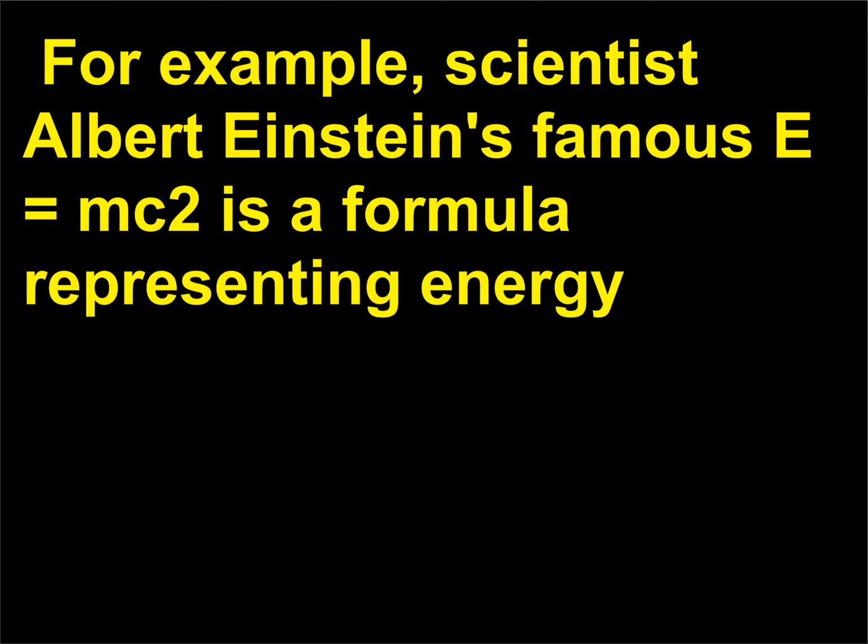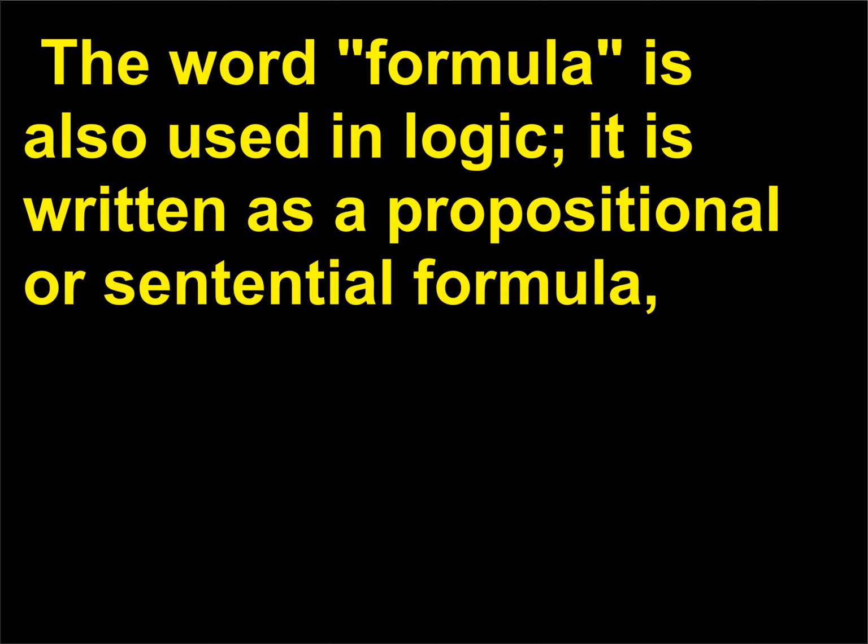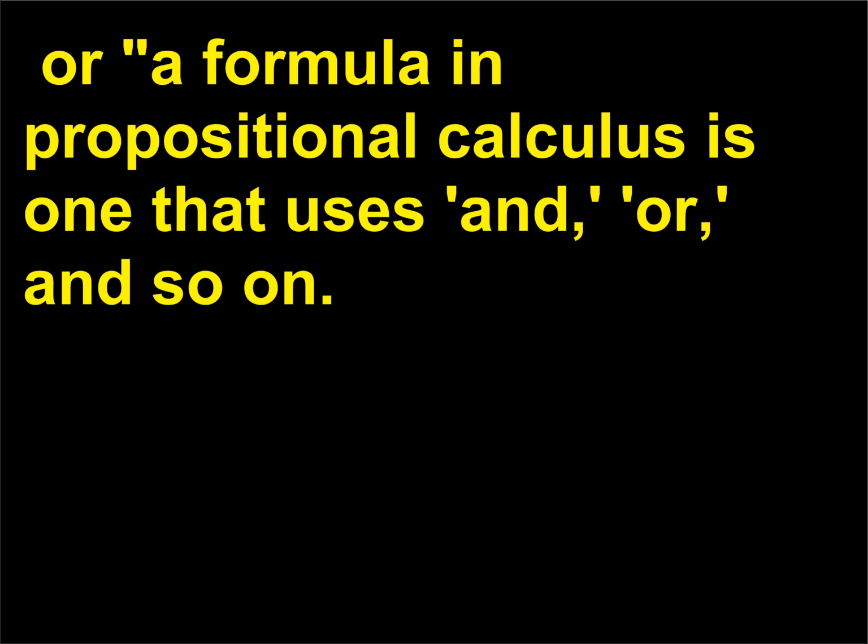For example, scientist Albert Einstein's famous E = mc² is a formula representing energy: E, equal to mass, m, times the speed of light, c, squared. The word formula is also used in logic. A propositional or sentential formula, or a formula in propositional calculus, is one that uses and, or, and so on.